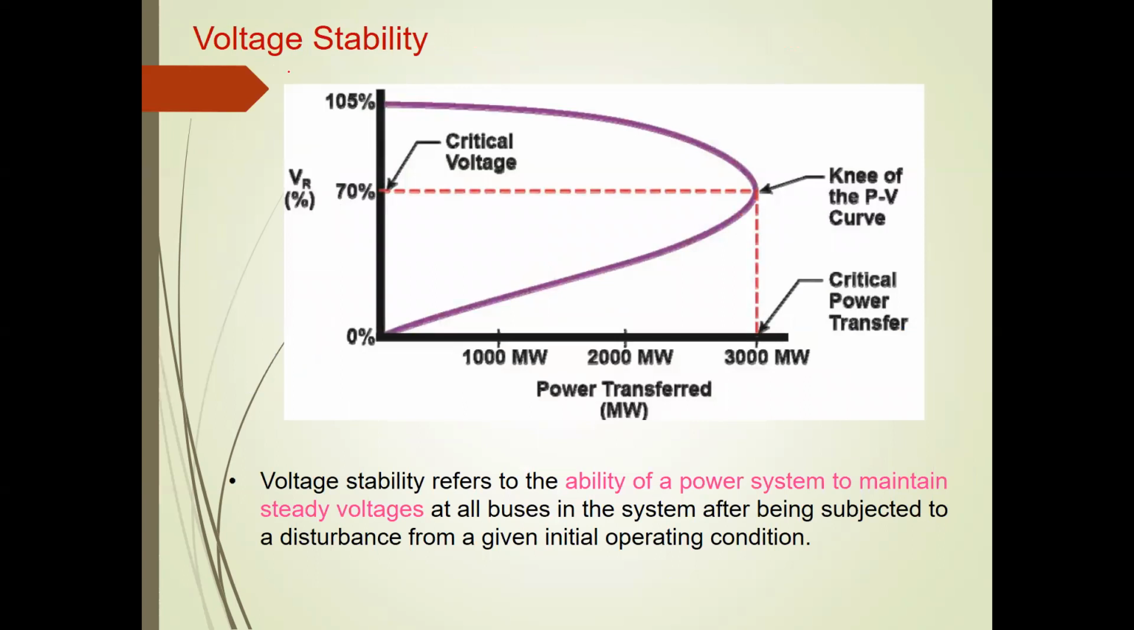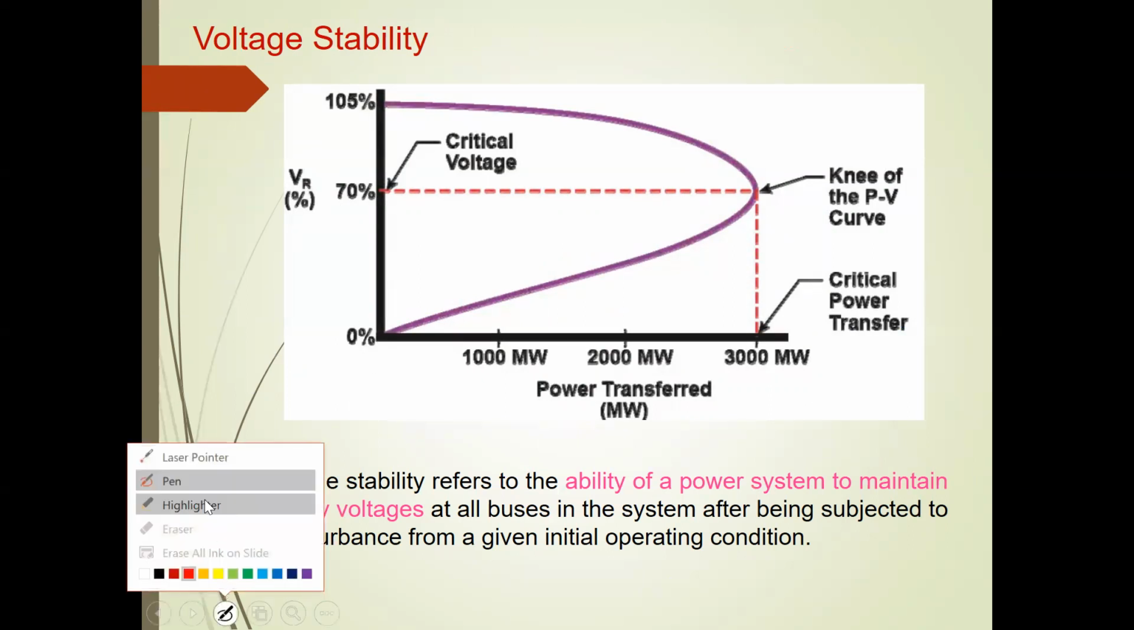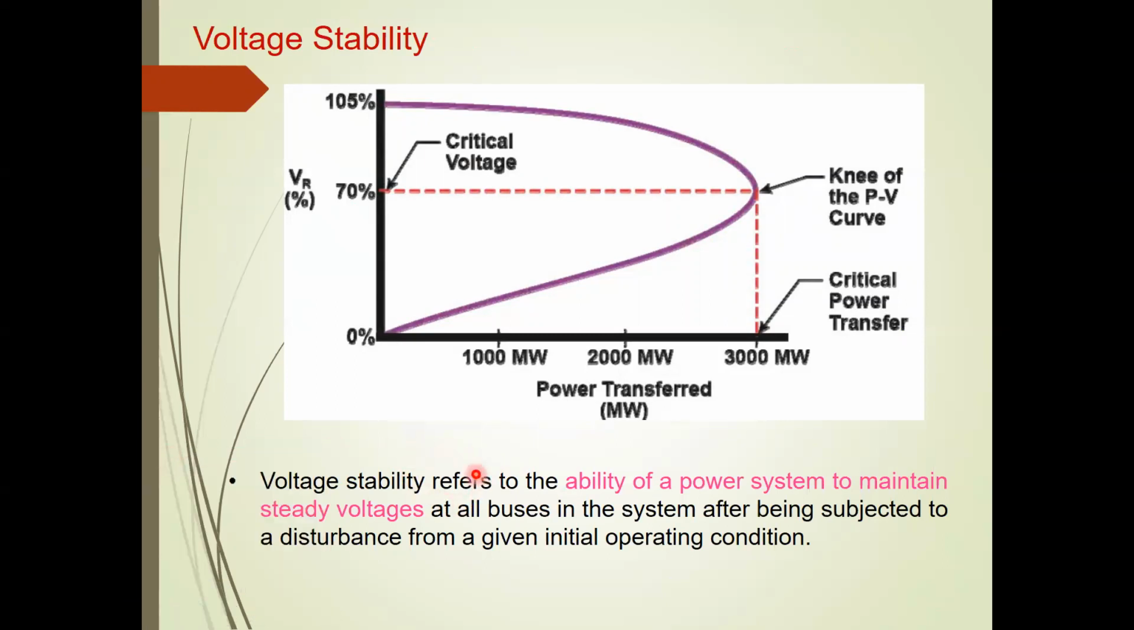So here we have a brief description of what voltage stability is. Again, it refers to stability, that is, the ability of the power system to maintain steady voltage. That means the buses in the power network should be able to maintain constant voltage following a disturbance from the initial operating condition. There should not be a drop or a rise in the voltage even at one bus. Steady voltage means constant voltage.